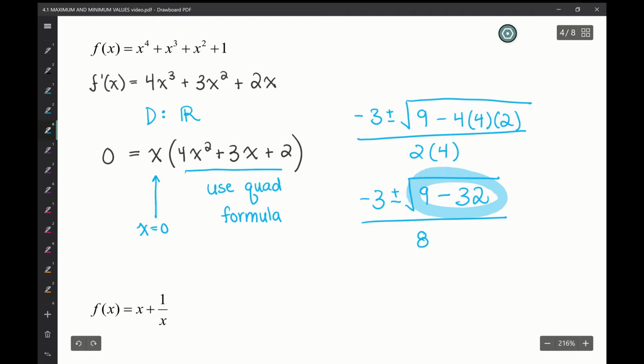Since 9 minus 32 is a negative number, that means that our discriminant is less than 0. Since this is less than 0, there are no real solutions to 4x squared plus 3x plus 2 equals 0. So our only critical number is x equals 0.